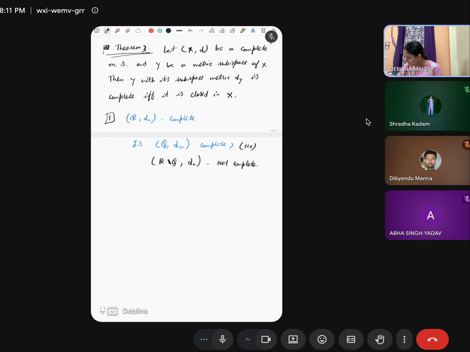So now Q is not complete. Okay, but Q bar, we see that this Q closure is R, which is complete. Right. Now, does this occur for every subspace? Means this is every subspace. Every subspace.